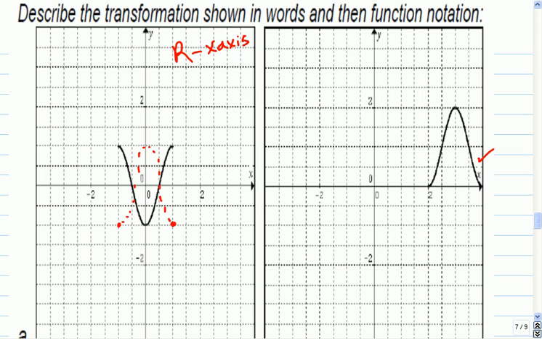There's definitely been some translations. Up one, yeah, definitely moved up one. And what do you think? What else? Let's move to the right. Yeah, 3 times.